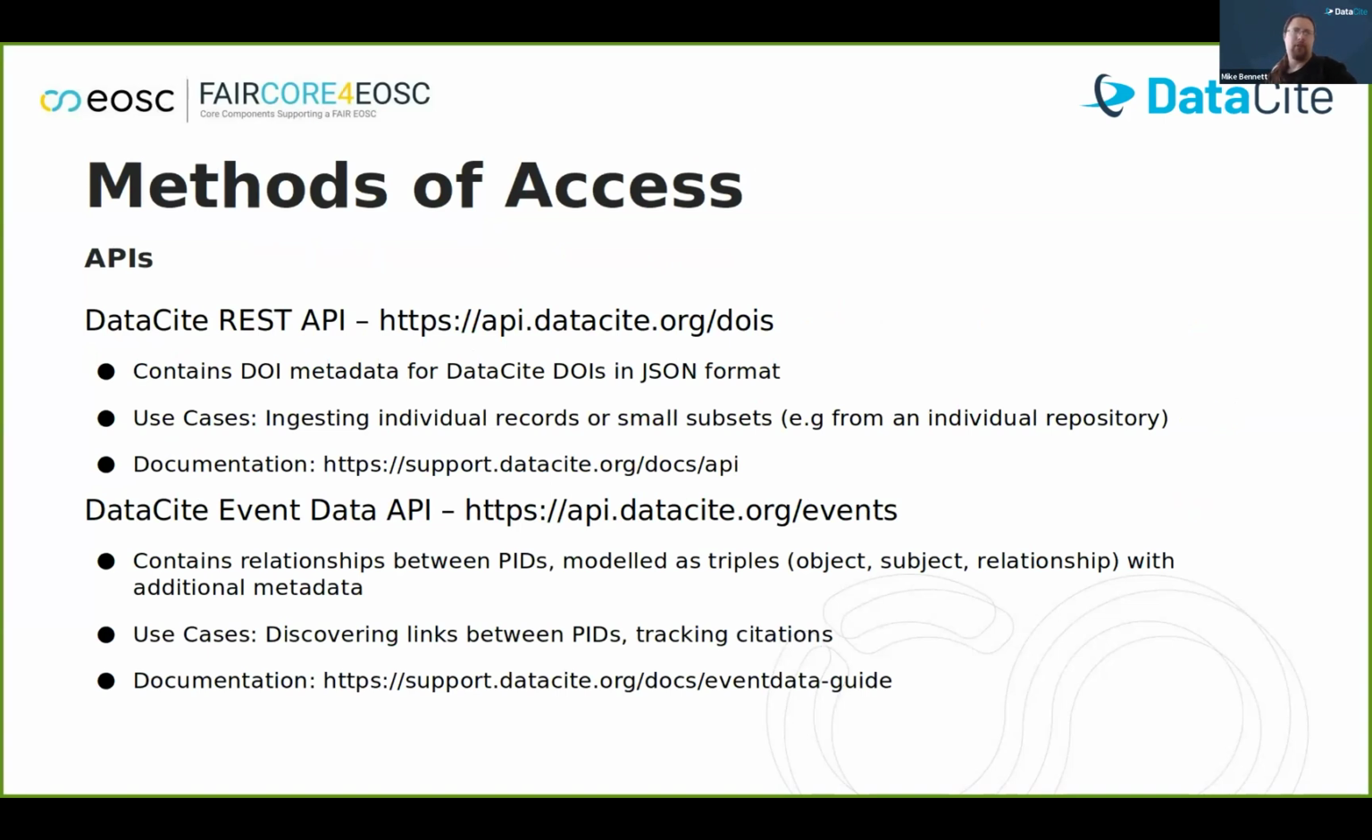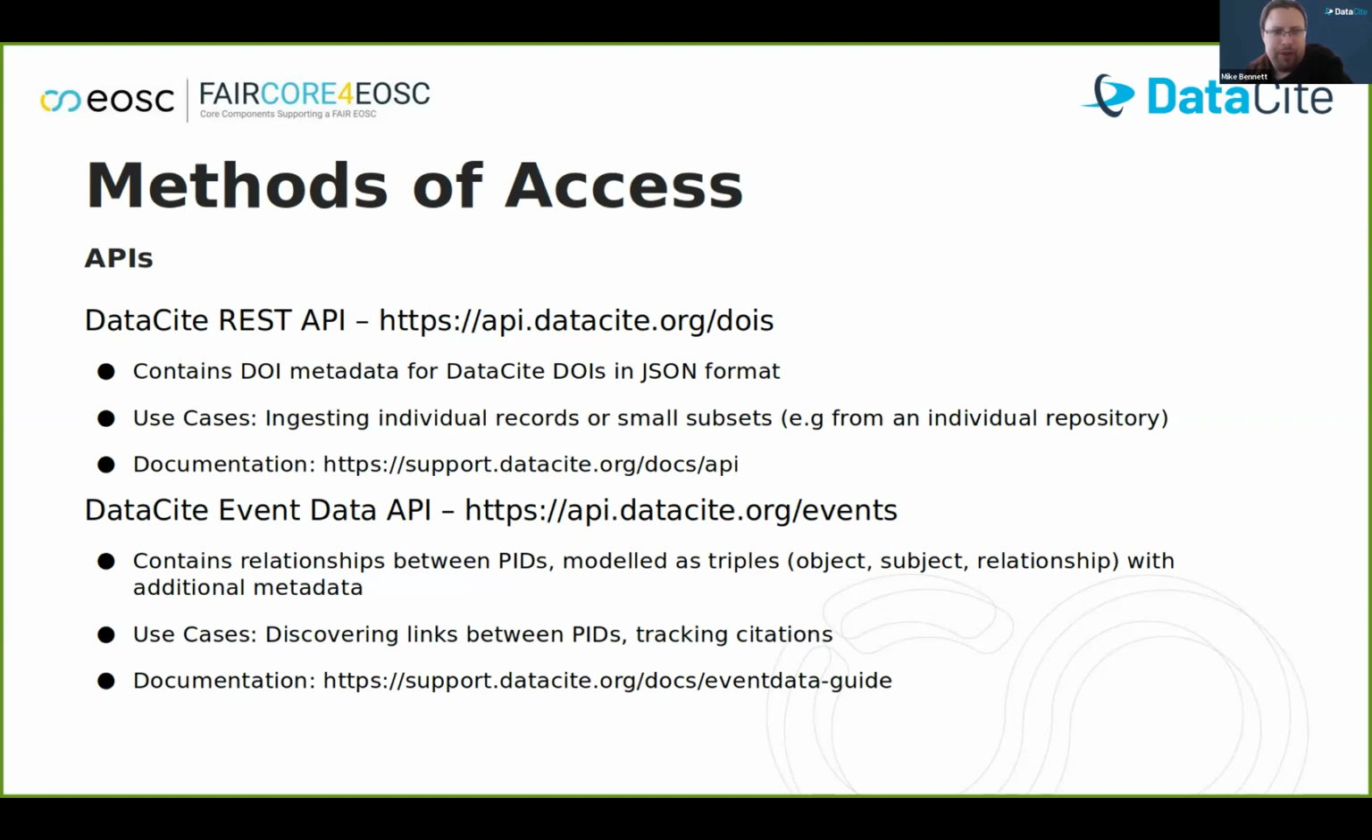The PID graph data is surfaced in a variety of ways. So the primary ones we're using at the moment, we have the DataCite REST API. This is a JSON formatted API containing DOI metadata for DataCite DOIs and some of the relationship data when it comes from the DOI metadata itself. So the use case here is if you're ingesting individual records or small subsets of the graph, and you wish to make some basic API queries.